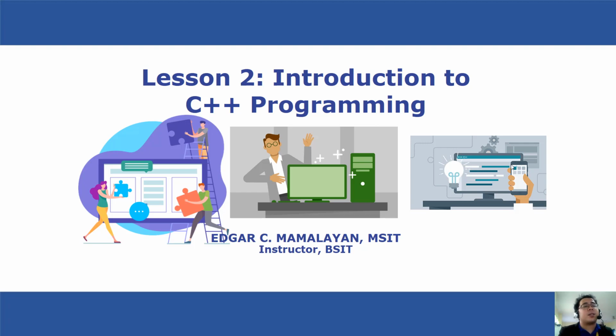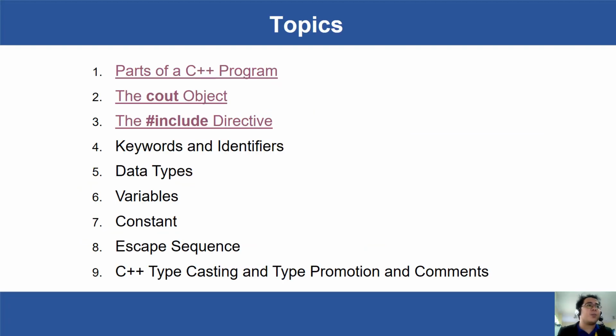So the topics would be: the parts of the C++ program, the cout object, the number include directive, the keywords and identifiers, data types, variables, constants rather, escape sequence, and also C++ type casting and type promotion, and also the comments.